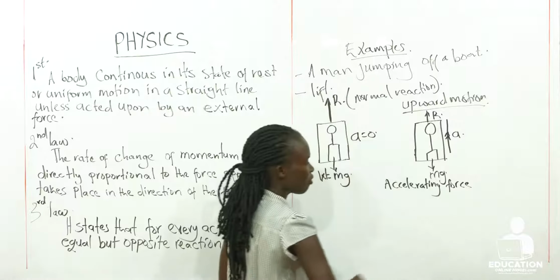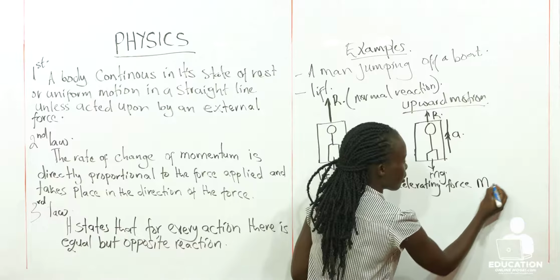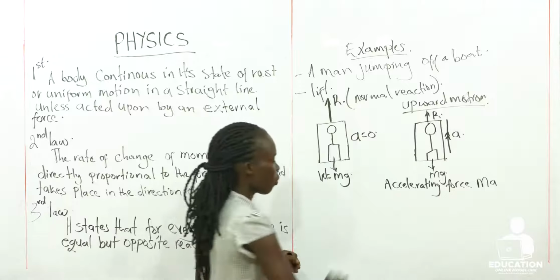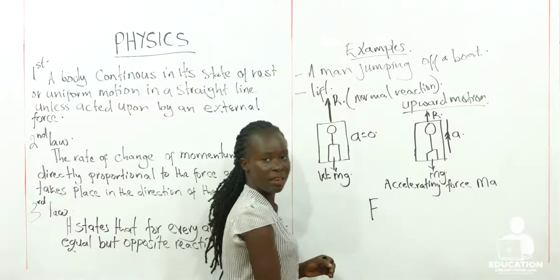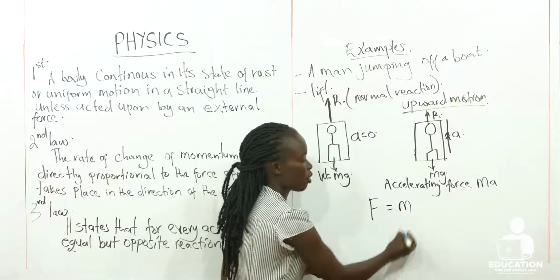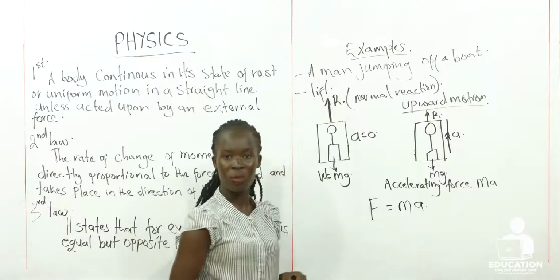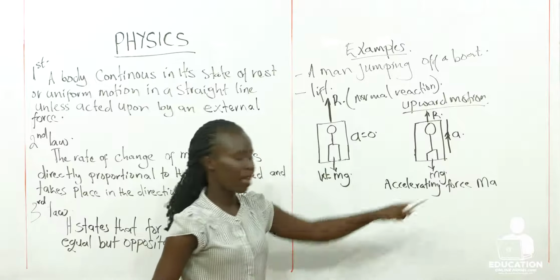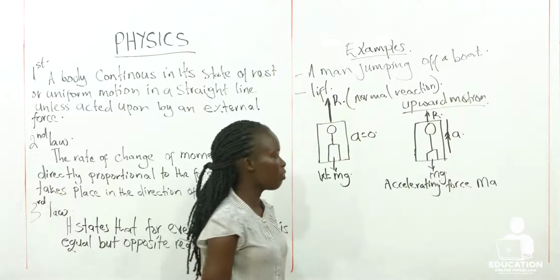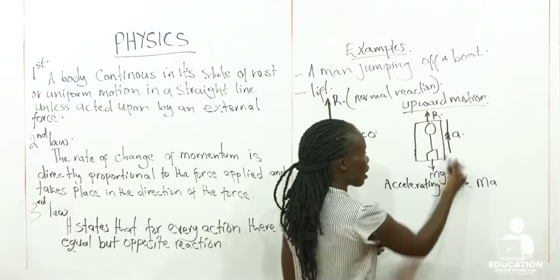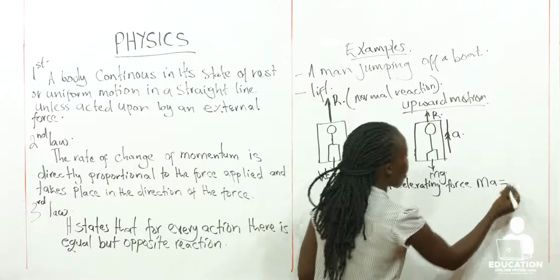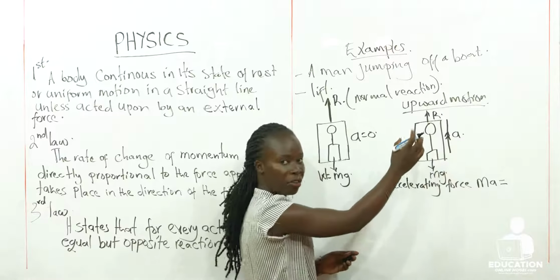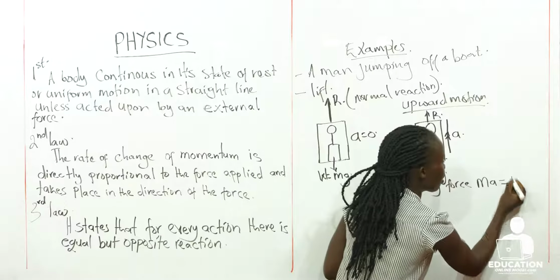The accelerating force, which is ma, that is from Newton's second law of motion, where we proved that our accelerating force will be equal to the mass of the body and the acceleration, the rate at which the body is accelerating. So that's why we're taking it there as ma to be our accelerating force. So the accelerating force here will be equal to the reaction that the lift is offering to your body, which is R.